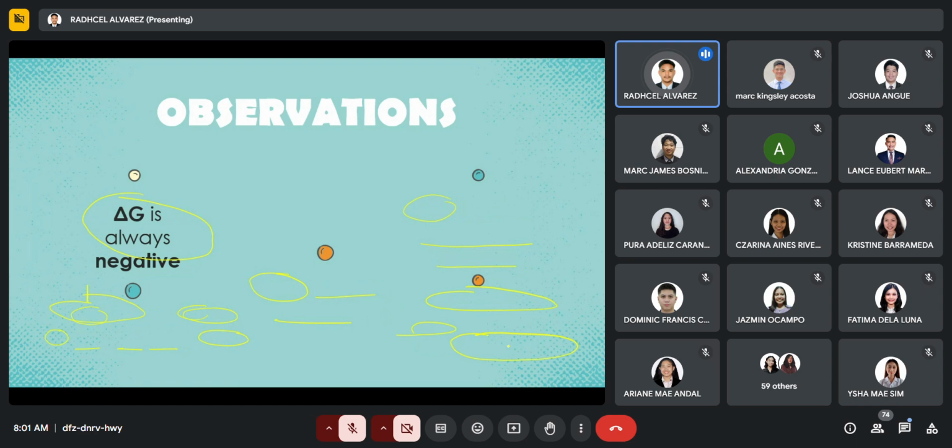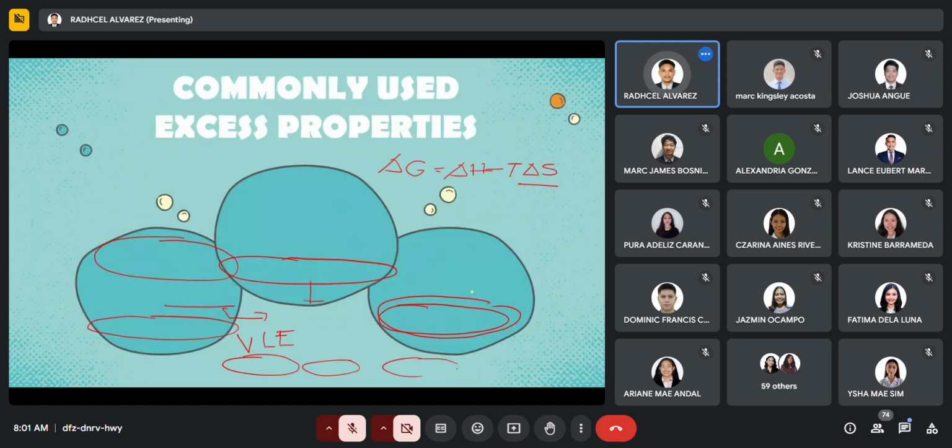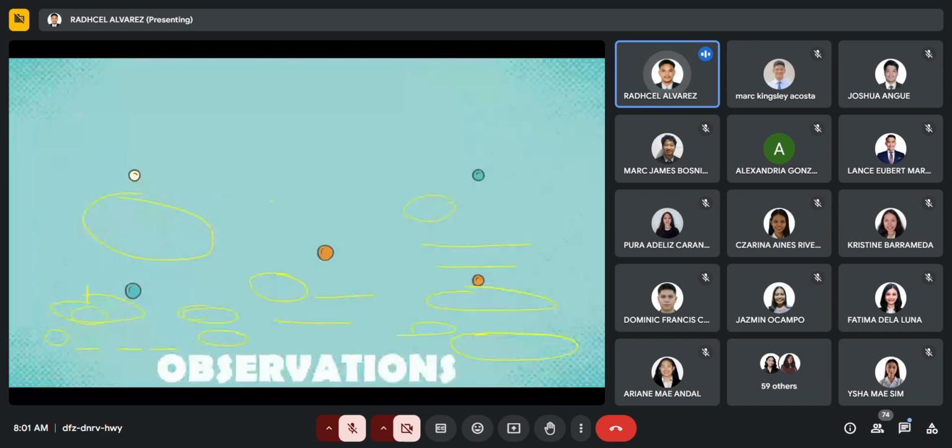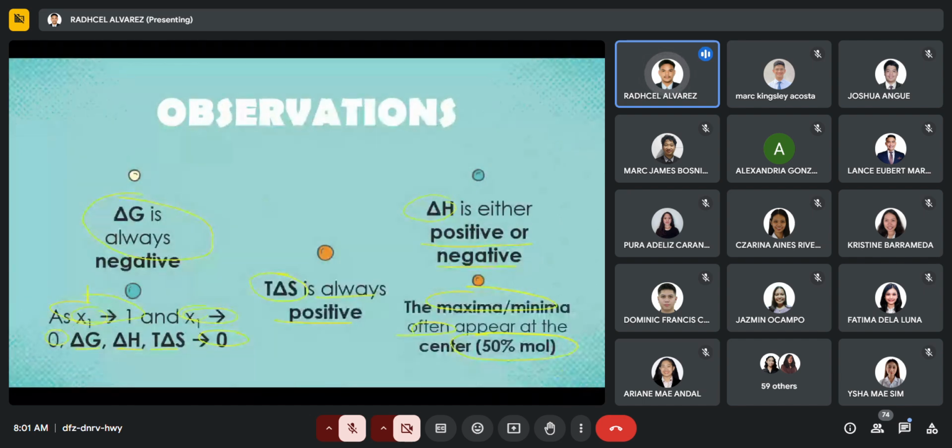So, tingnan natin kung tunay iyon. So, kung makikita natin dito sa graph, dito sa unang graph, di ba nandito yung kanyang pinaka-peak or maximum value nasa gitna. Ang kanya namang lowest value nasa gitna din. Ganon din dito sa pangalawang graph. Ano? So, kaya na-generalize that the maximum and minimum value often appear at the center of the graph or at the mole fraction of 50%. Okay, so this summarizes the observations using the six binary liquids at 50 degrees Celsius. Okay, is that clear?